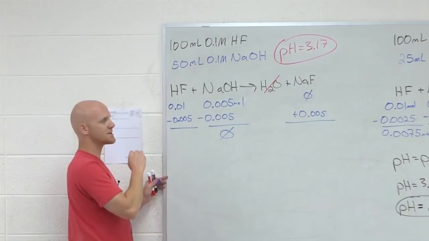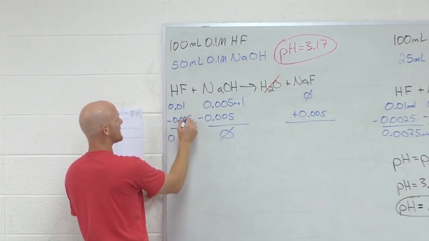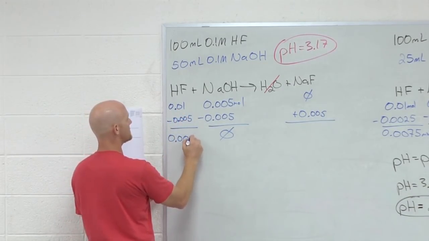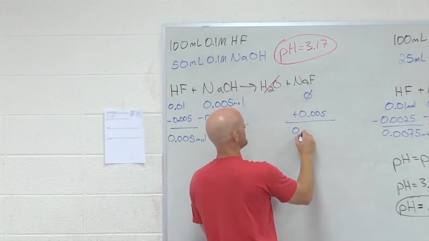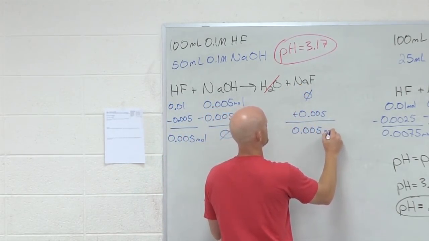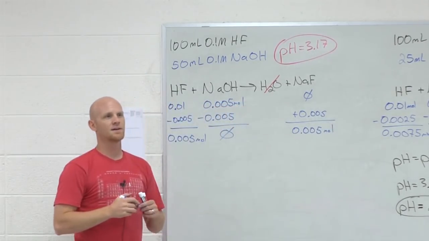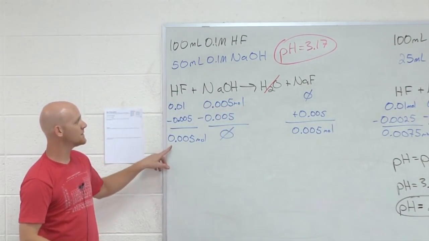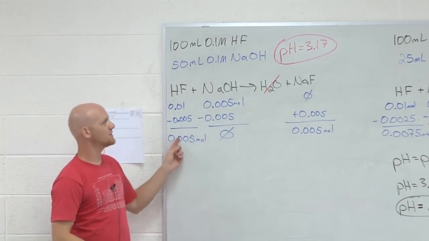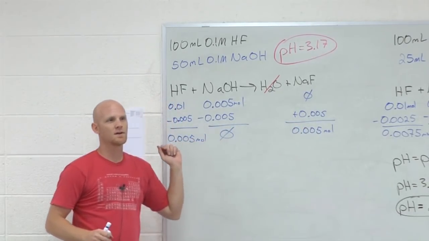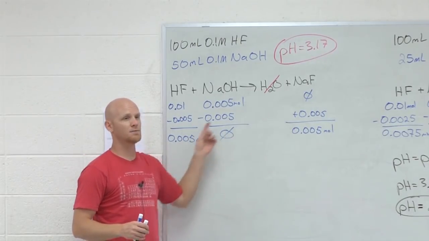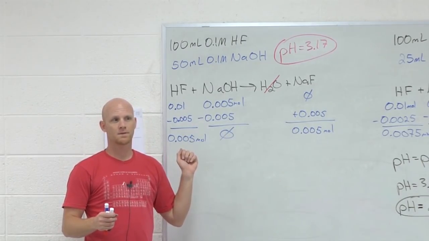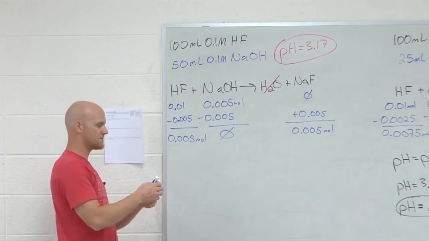You got no NaOH left. 0.01 minus 0.005 will be 0.005 moles of HF left. You formed 0.005 moles of NaF. And you can see that, yeah, we have equal amounts of weak acid and conjugate base. Whether you saw that or not, you should still recognize that this is what type of problem? Buffer calculation again. So the fifth type we learned.